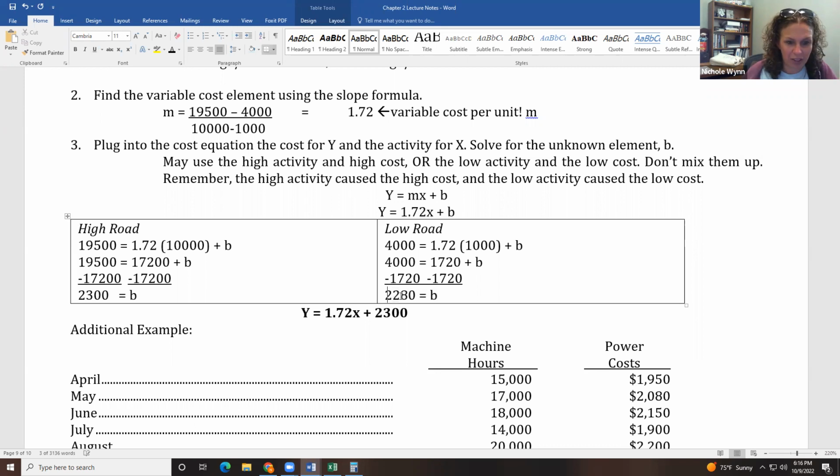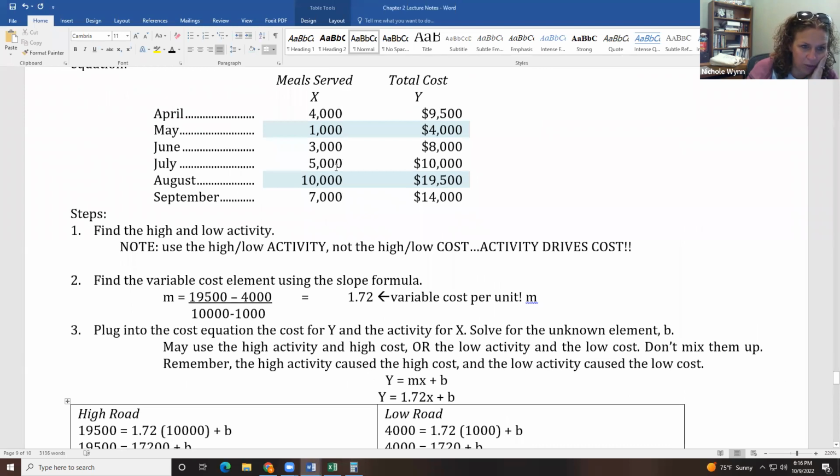Now, I know that that's a tiny bit off from the 2,300. It's a rounding thing, okay? But you'll get the same answer when you get your b, whether you use the high road or the low road, okay? So don't use any other data points. Use either the high or the low, okay?